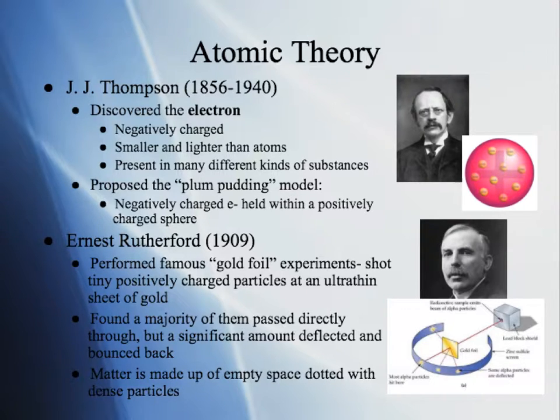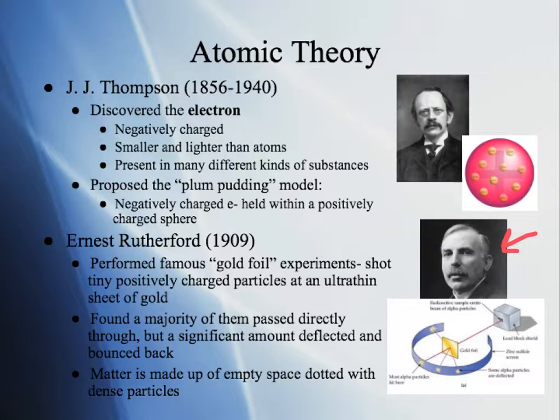Now, he had a student that worked with him who was Ernest Rutherford. He actually worked in J.J. Thompson's lab. And he did some experiments that are called the famous gold foil experiments, where he took a very ultra-thin film of gold foil and he shot little alpha particles at it, basically little helium atoms at this gold foil.